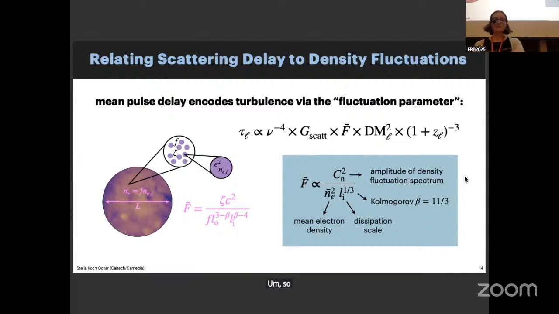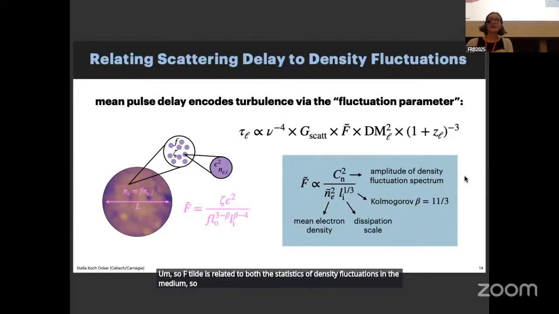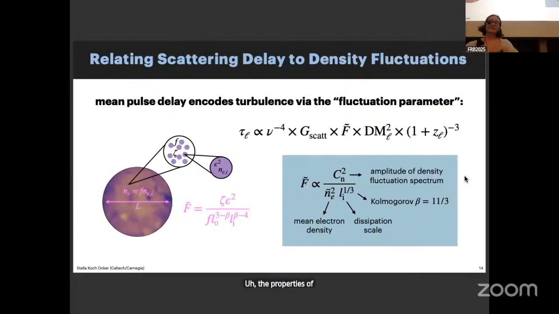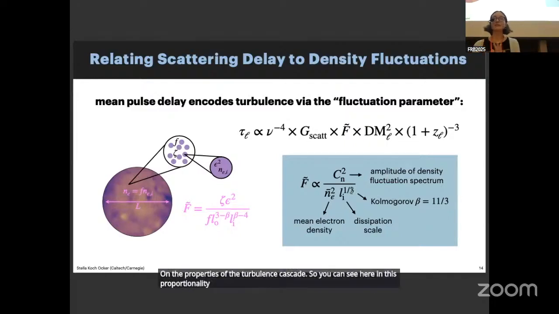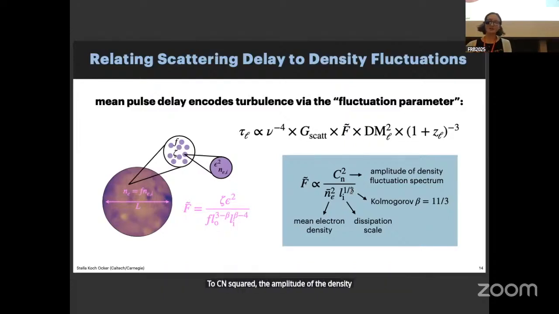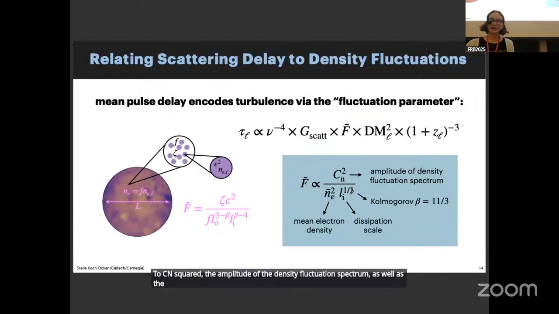So F tilde is related to the statistics of density fluctuations in the medium. This includes the properties of cloudlets, the volume filling factor of those cloudlets, variations in the mean density of the cloudlets. And it depends on the properties of the turbulence cascade. So you can see here in this proportionality that F tilde is directly related to Cn squared, the amplitude of the density fluctuation spectrum, as well as the dissipation scale Li.